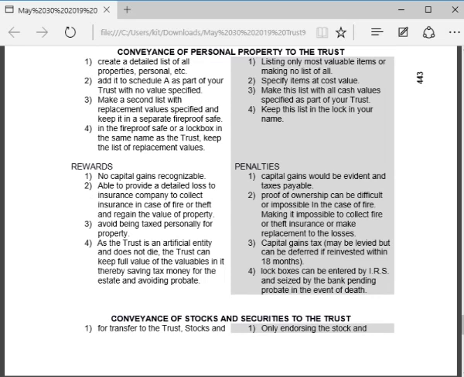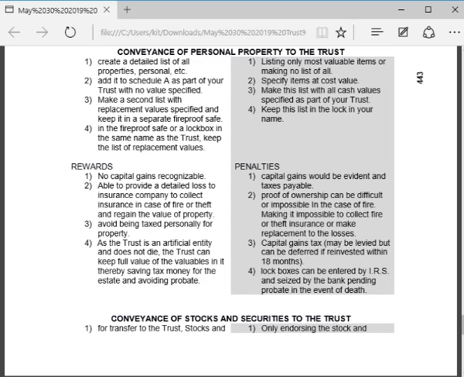Rewards: 1. No capital gains recognizable. 2. Able to provide a detailed loss to the insurance company to collect insurance in case of fire or theft and regain the value of the property. 3. Avoid being taxed personally for property. 4. As a trust is an artificial entity and it does not lie, the trust can keep full value of the valuables in it, thereby saving tax money for the estate and avoiding probate.